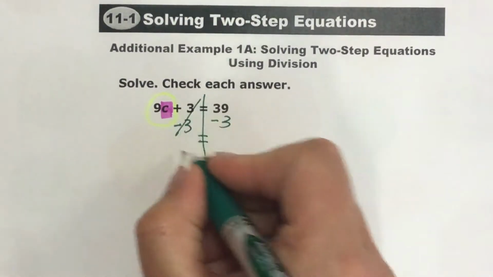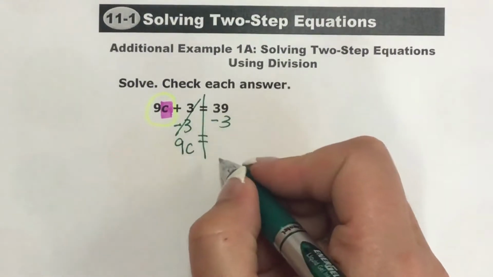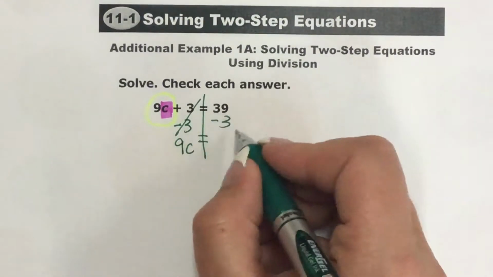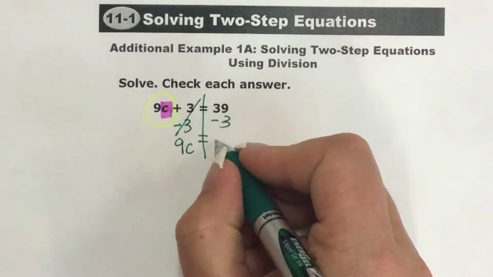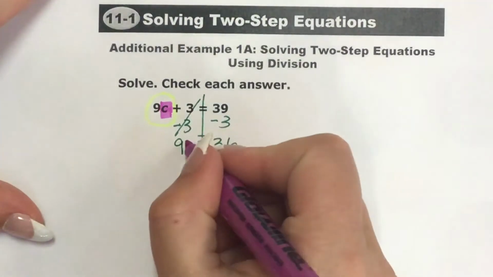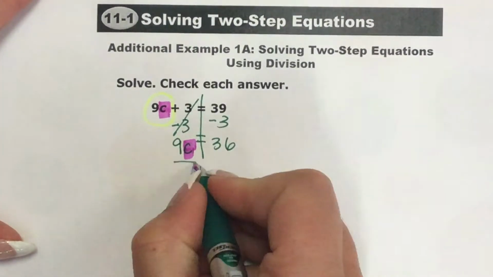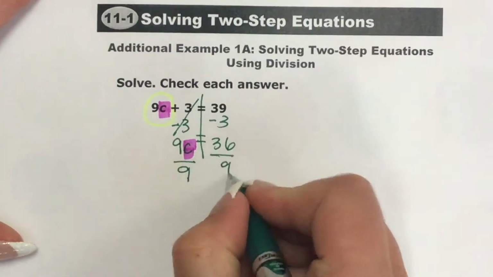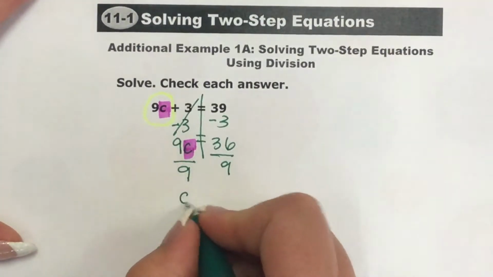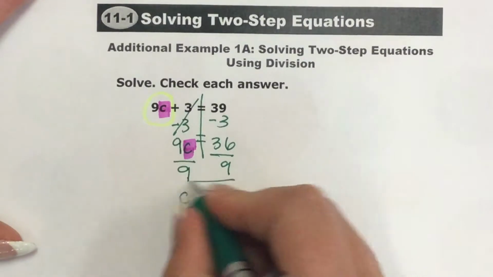Those cancel. We end up with 9C. Make sure you try to keep your equal signs lined up. It keeps everything neat and tidy. 39 minus 3 would be 36. Okay, now it is time to get the C by itself. So it's 9C, which is 9 times C. We have to do the inverse operation of multiplication, which would be division. We're going to divide both sides by 9. We end up with C equals 36 divided by 9, which is 4.